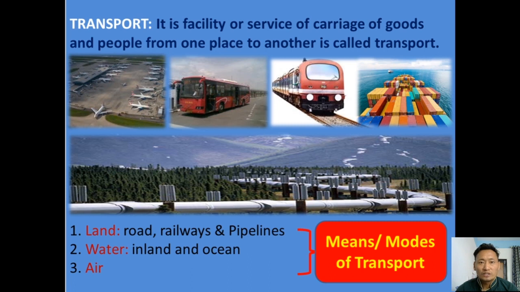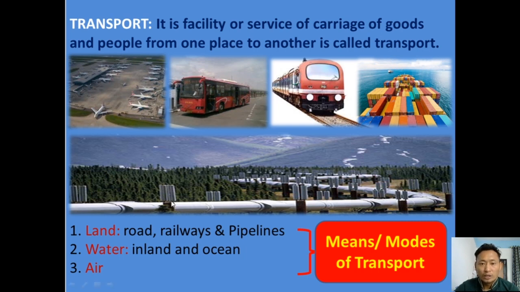Transport is a facility or a service. If we look at the images here, in order to carry goods and passengers from one place to another, we need airplanes and airports. We need vehicles like buses and roads. We need locomotive trains and railway tracks. We need seaports, and we also need ships in order to carry goods and passengers.